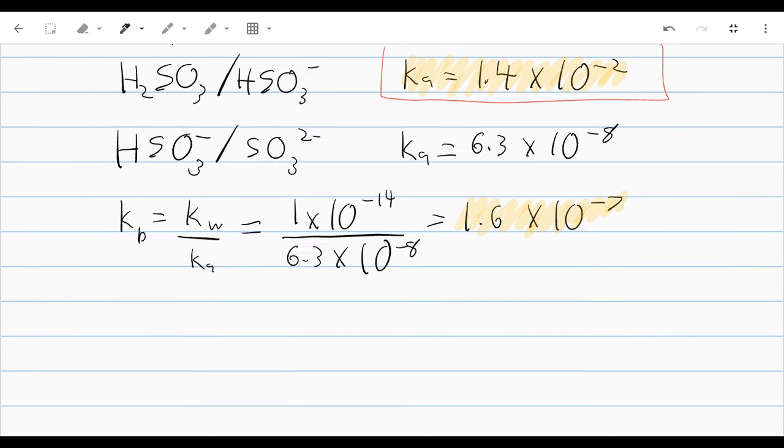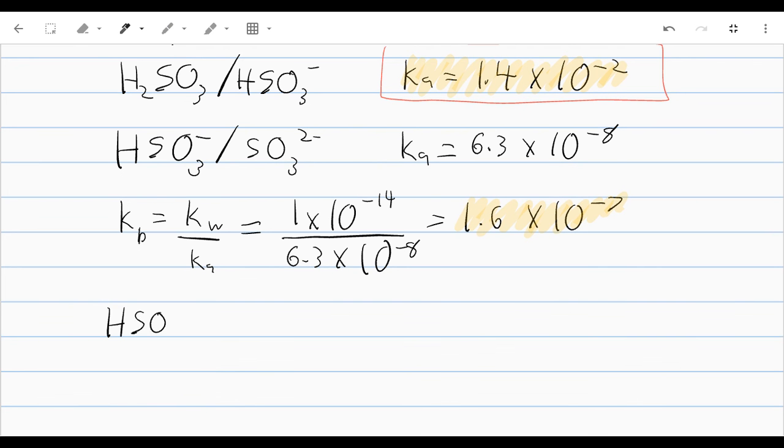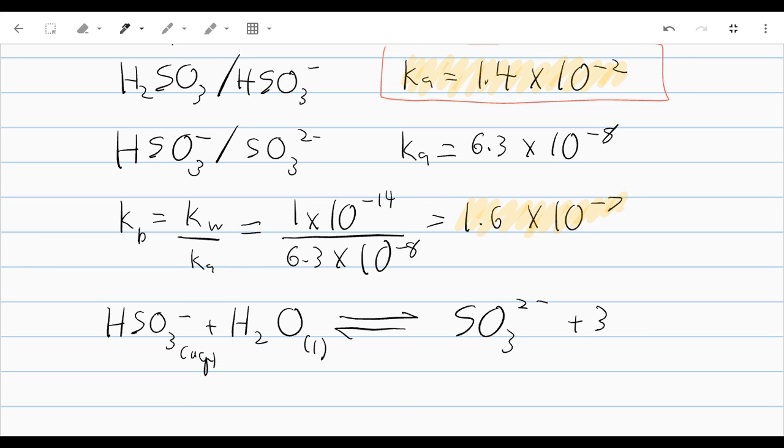So the overall reaction that will be taking place will be HSO3- aqueous plus H2O liquid, reacting in equilibrium to become SO3 2- and H3O+. The reason it's doing that is that this particular species is going to act primarily as an acid.